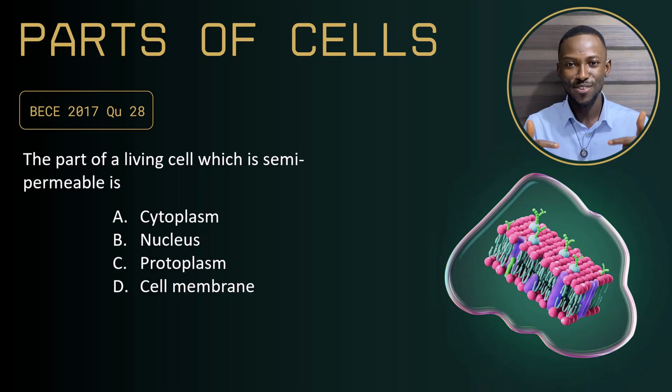So the security guard will check your identification to see if you have the permission to enter the factory or not. So they are quite partial in allowing substances in and out of the cell. So that's an interesting past question captured in this section.